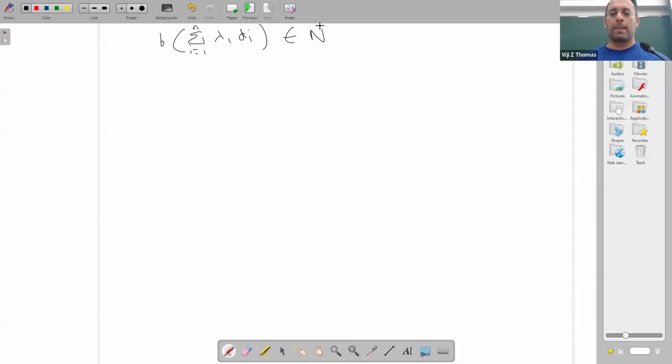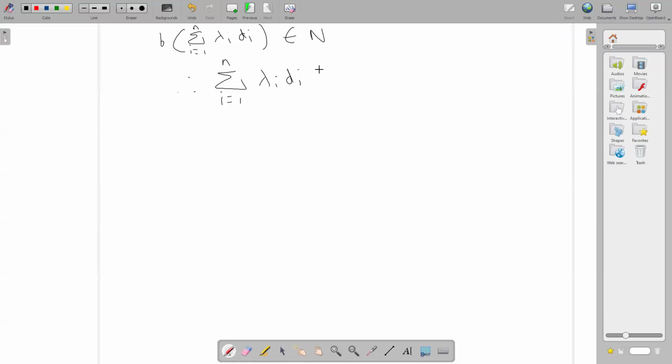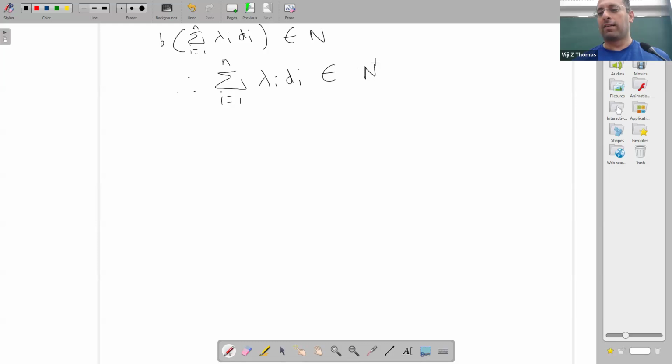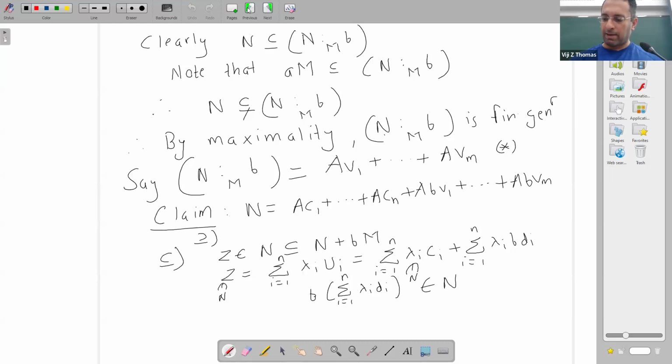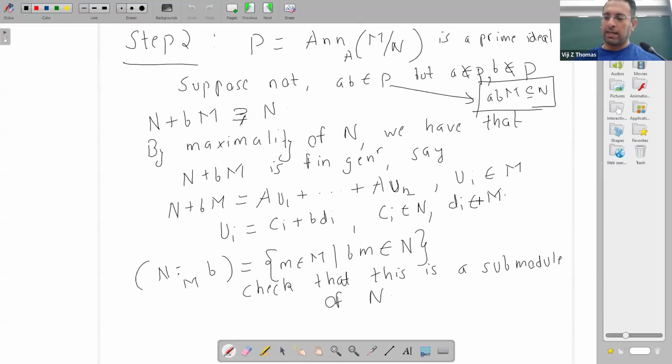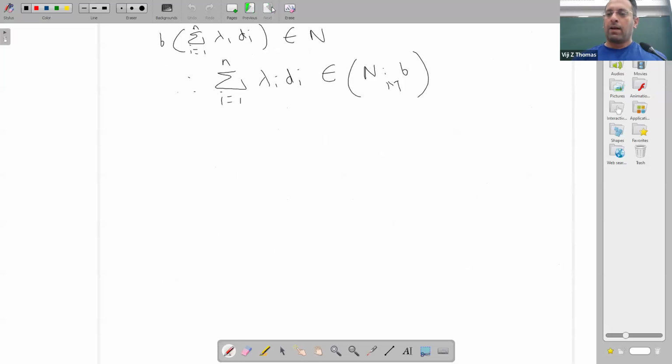So what should you conclude now? Therefore, summation i equal to 1 to n lambda i d_i belongs where? The colon submodule. Yes, the colon submodule. Because this whole element is in M, the d_i were in M, if you remember. So this whole element belongs to the colon ideal, because that times B is in M.